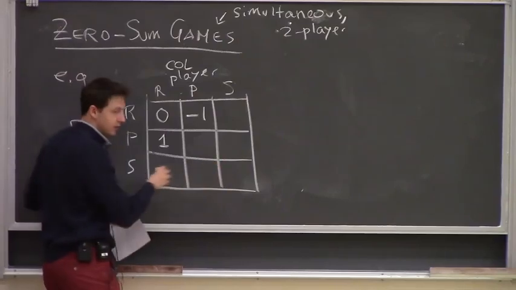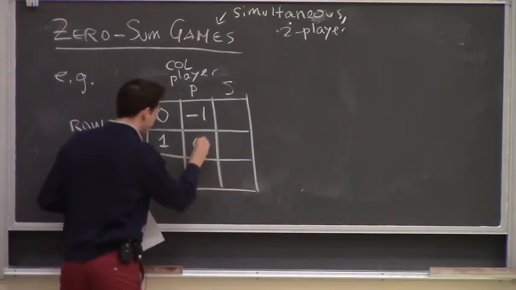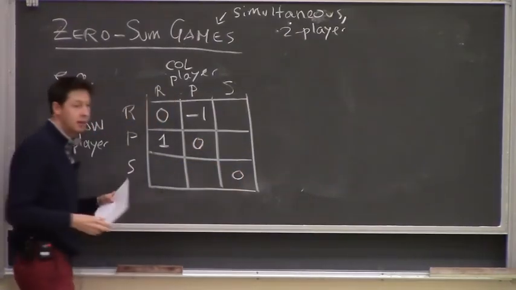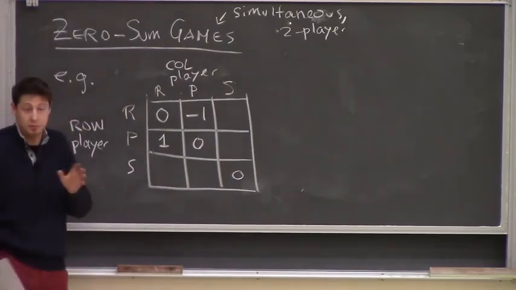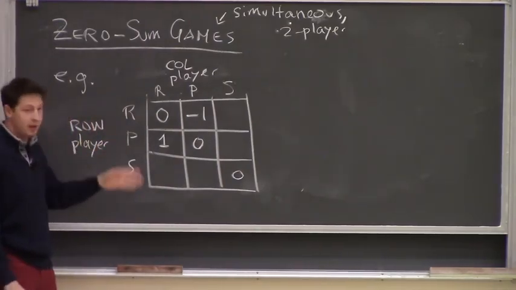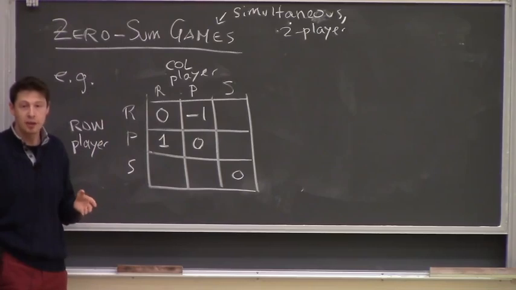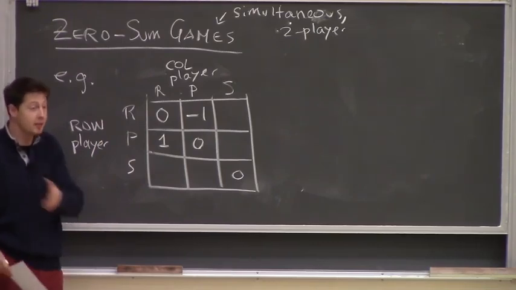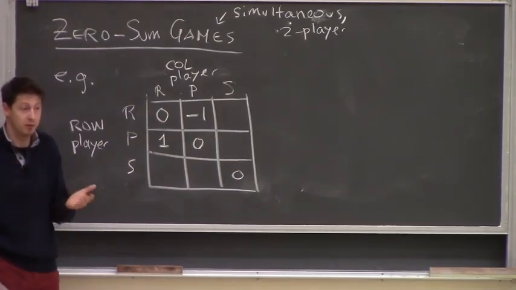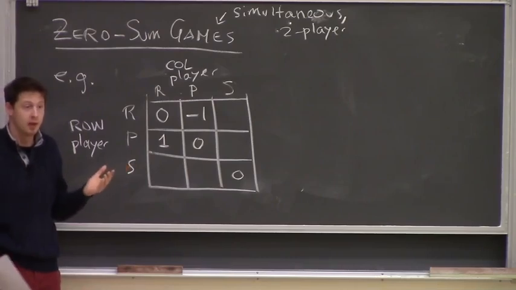What should I put in the diagonals? A bunch of zeros, right? Because at least in the rock, paper, scissors game, it's a very particular game. When both players play the same strategy, then it's a tie. Okay, there's other games you could have played where if they play the same strategy, something else happens.